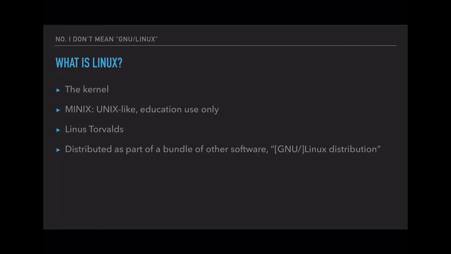Minix was written by a professor in Sweden, I think. Couldn't quote me on that. It was a Unix-like operating system for education use only, and so it is used in universities for students to learn programming and all the other OS concepts like that. Linus Torvalds, a student at the time, got frustrated with the license model of Minix, which said that you can only use it for education purposes. So he started writing his own kernel.